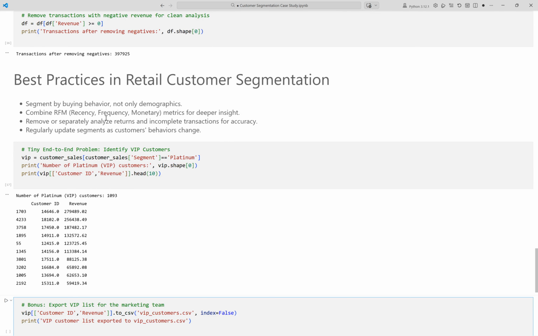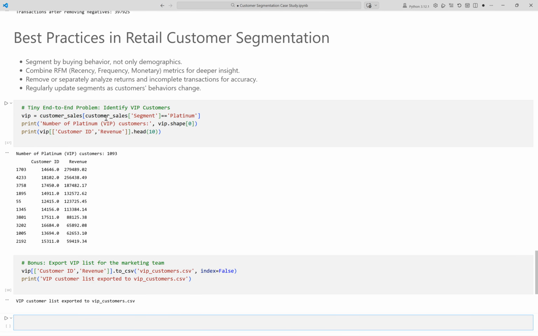Running the cell now. This output confirms that the list of VIP customers, selected based on their revenue and buying behavior, has been successfully exported for the marketing team. Notice how the export focuses on key columns like customer ID and revenue, aligning with the lesson's intent to use RFM metrics for targeted segmentation. This step ensures that high-value segments can be effectively engaged with tailored strategies.